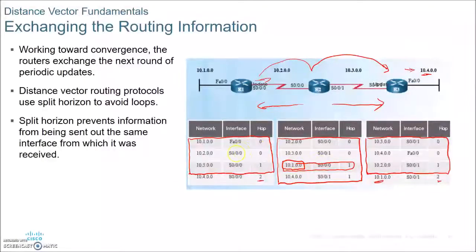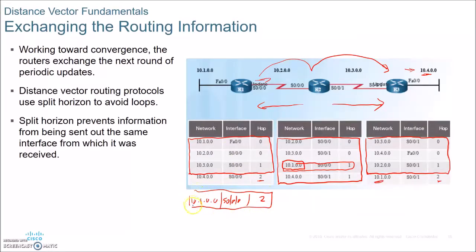Otherwise, if this route is sent to R1, R1 may have another route here for 10.1.0.0, and in this case it will be serial 0/0/0 because it was received from R2. And how many hops? I need to add 1, so it becomes 2 hops away. Obviously, this route will not appear in the routing table because R1 has a better route, 0 hops away. But what happens if this link goes down? If this link goes down, this new route may appear in the routing table.